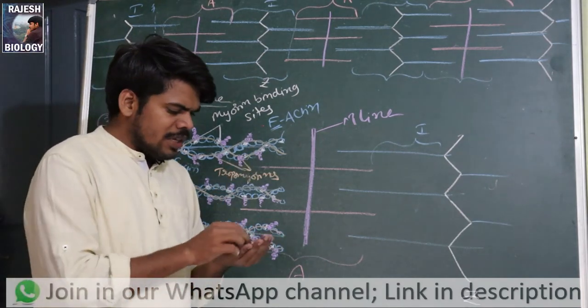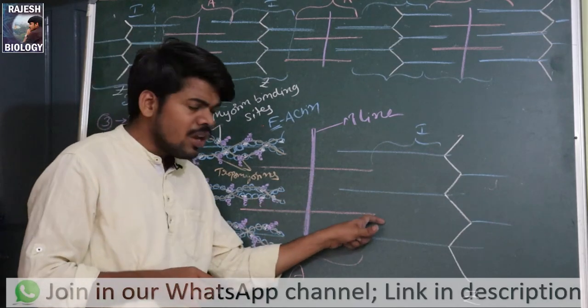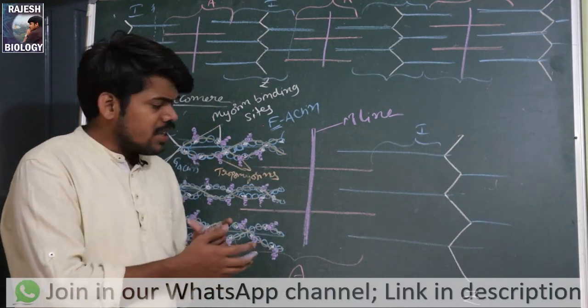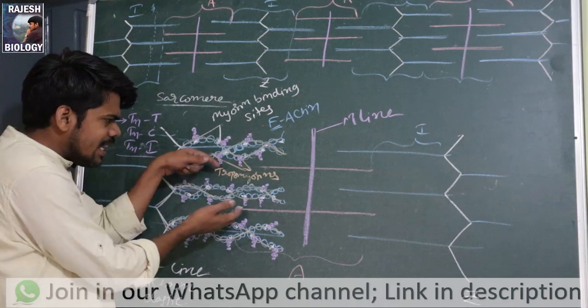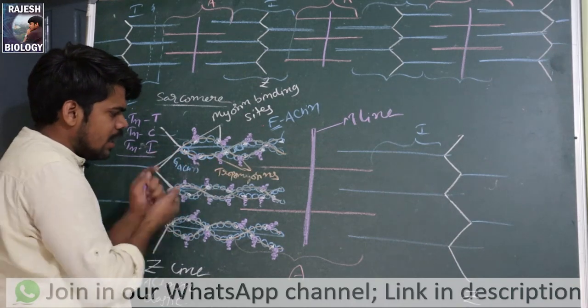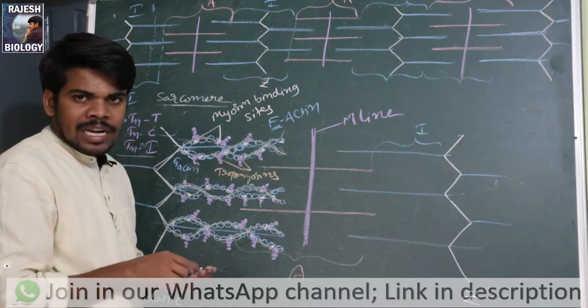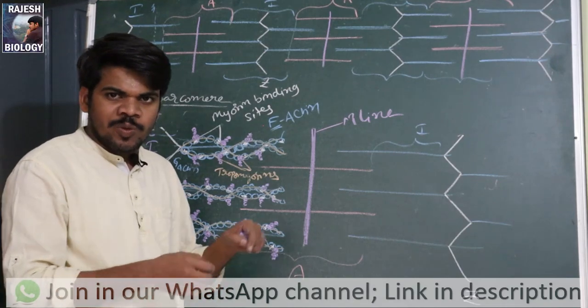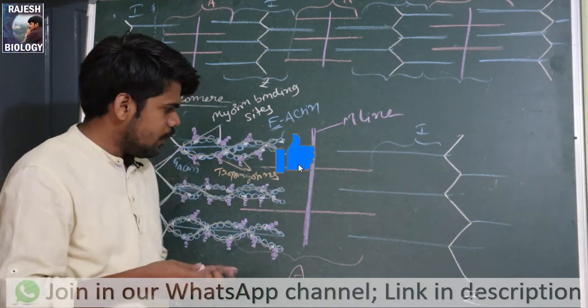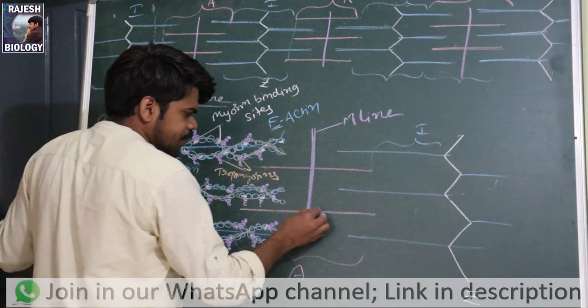Come to the thick filament structure. I'll draw the thick filament structure on this side, then it will be somewhat clear. If I compare with this side, it becomes more clumsy because of the labeling. On this side I'll show, and later I'll show the muscle contraction also, if possible in this video or in another video.